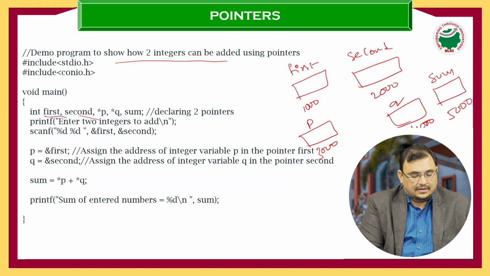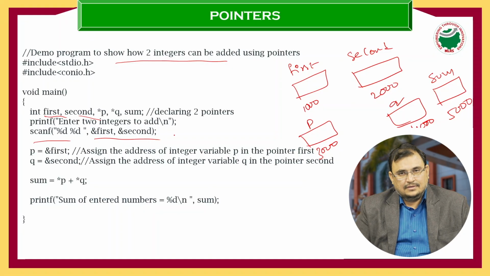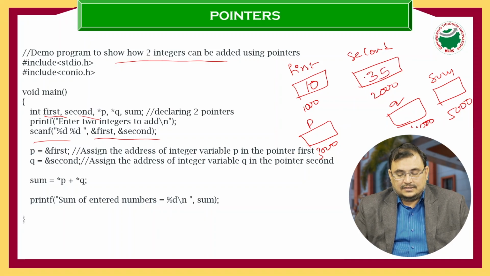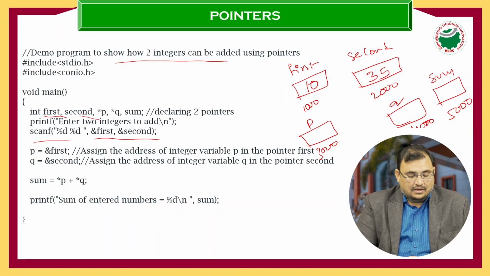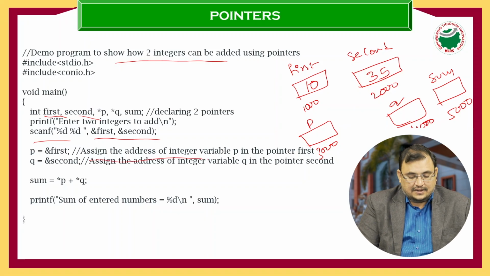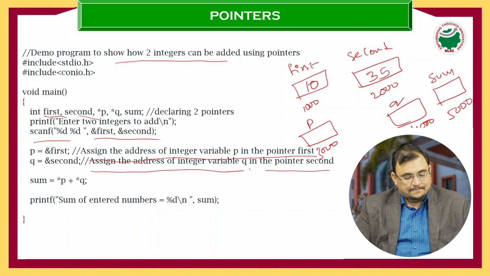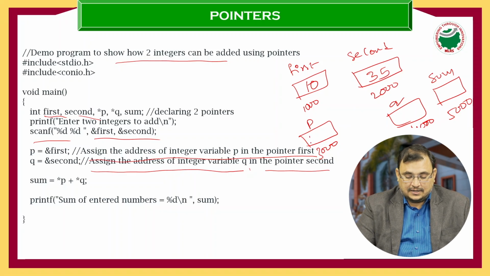What happens here? I am entering two values using the scanf statement, ampersand first and ampersand second, reading 10 in first and 35 in second. Next, I assign the address of the integer variable first to the pointer p, and the address of the integer variable second to the pointer q. So the address of first, 1000, is stored in p, and the address of second, 2000, is stored in q.